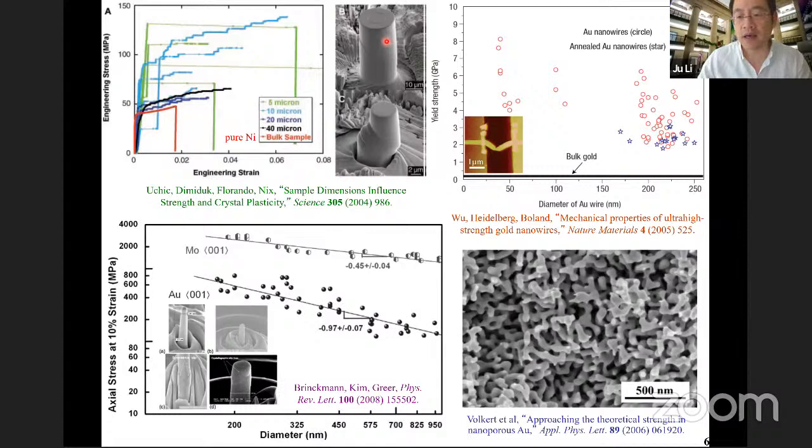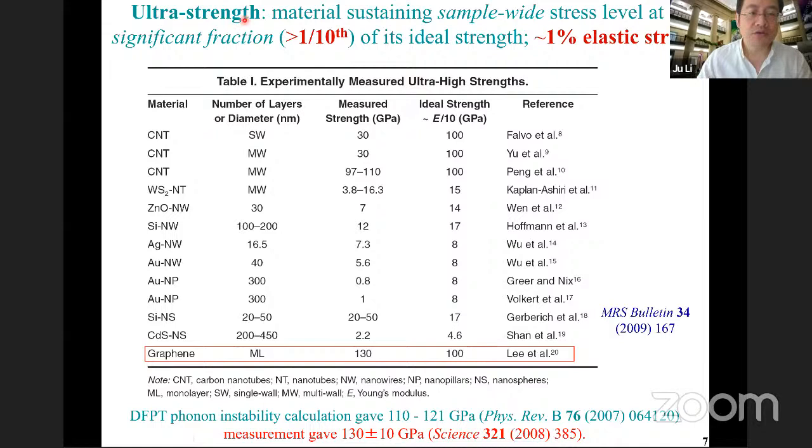So Ting Zhu and I have written a review and we defined this concept called ultra strength, which is: if you have a material component and it sustains more than 1/10 of its ideal shear or tensile strength, and because this number is about 1/10 of the shear or tensile modulus, if you have a 1% elastic strain sample-wide in your component for extended time, then that's called ultra strength.